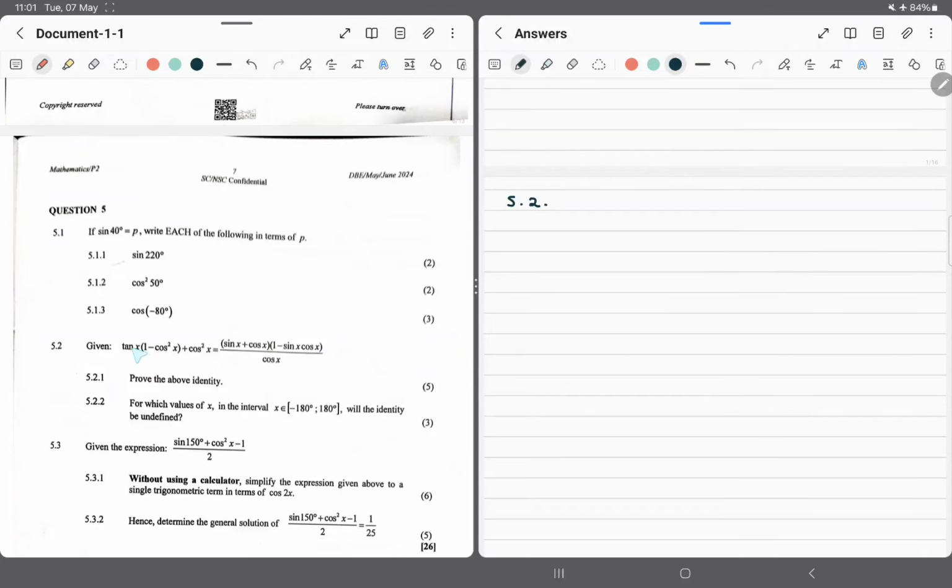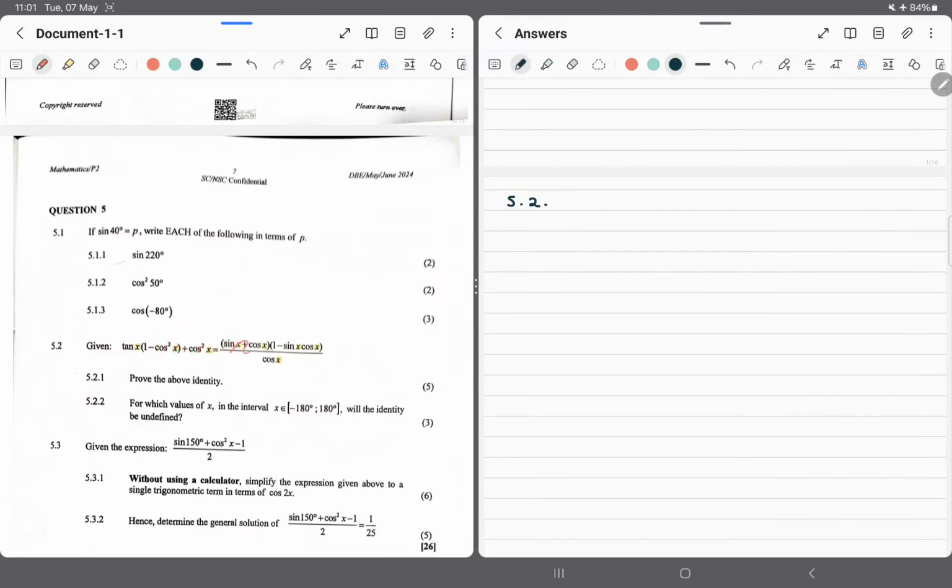Then we are given tan x into 1 minus cos squared x plus cos squared x is equal to sine x plus cos x into 1 minus sine x cos x over cos x. Okay, now let's inspect here. What we see is that the angles are all single. Now that gives us a nightmare, because to prove a simple expression into yet another simple expression, we need to be cautious. This is no standard question.